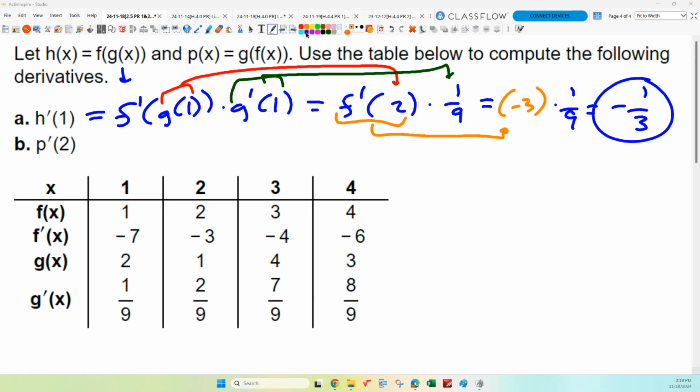Okay, and then p of x, what does that do differently? So if we want to do p prime of 2, g prime of f of x times f prime of x. It just switched the composition around, so now g becomes the outside function, right? Everybody see that? Do we need to go through that one? Raise your hand if you want to go through the second part. Okay, so we're good. Same thing. Okay? That's it.